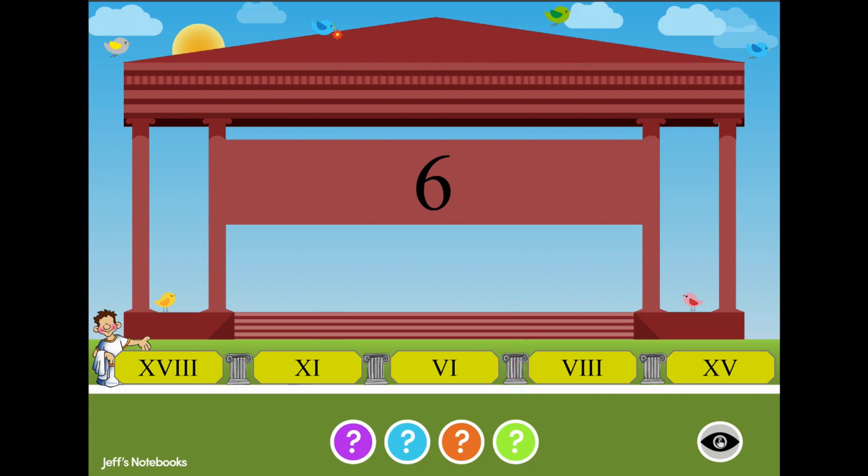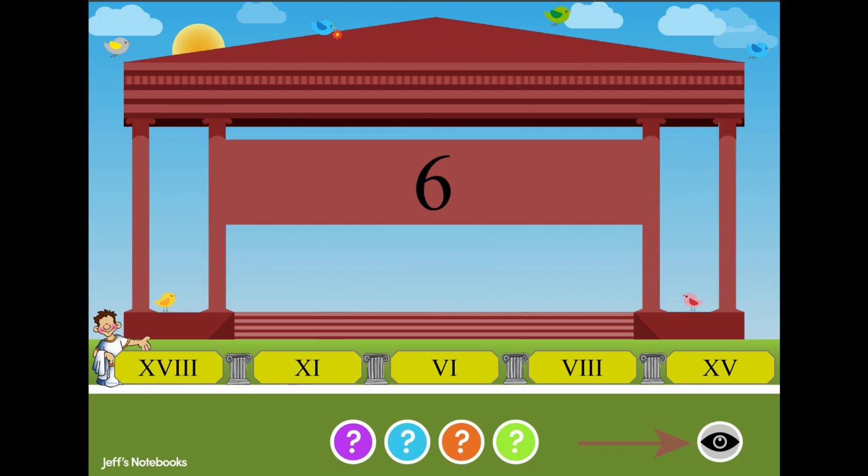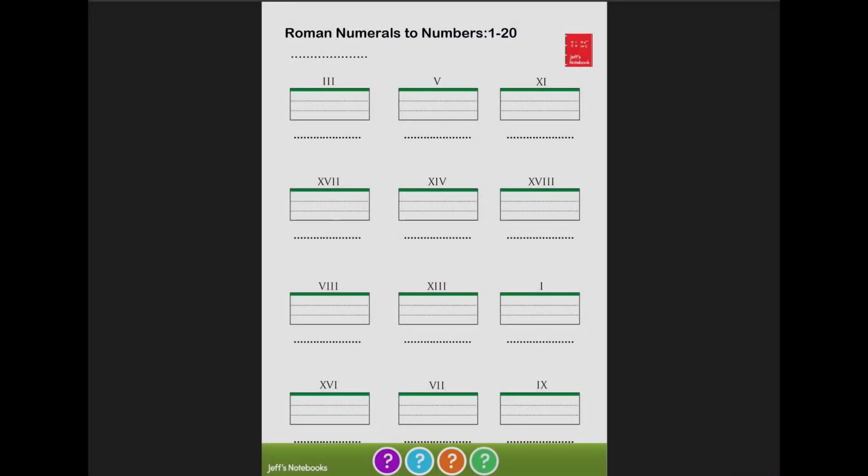As before, if you need a reminder or need to go over the conversions between Roman numerals and numbers, click on the eye, choose the right answer, and the ticks appear. There's a worksheet to go with this teaching page, and of course the answers are there as well.